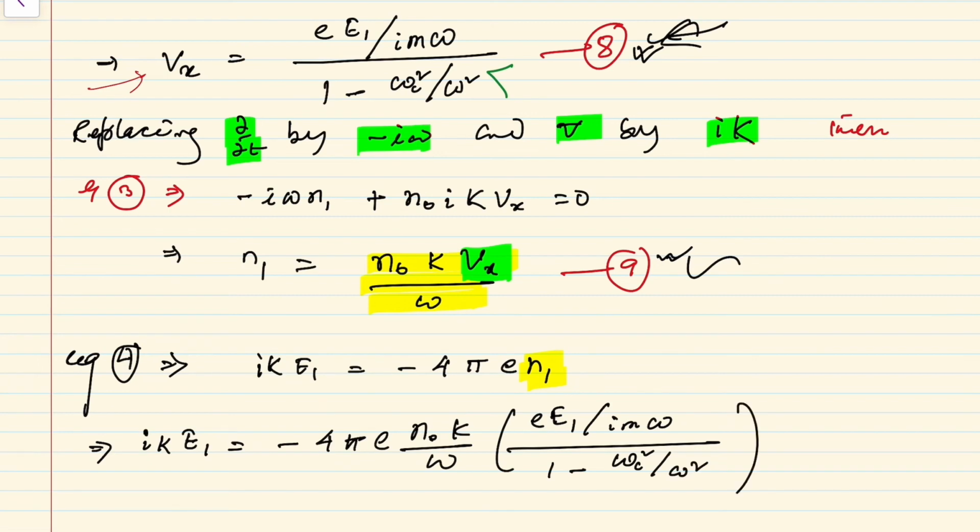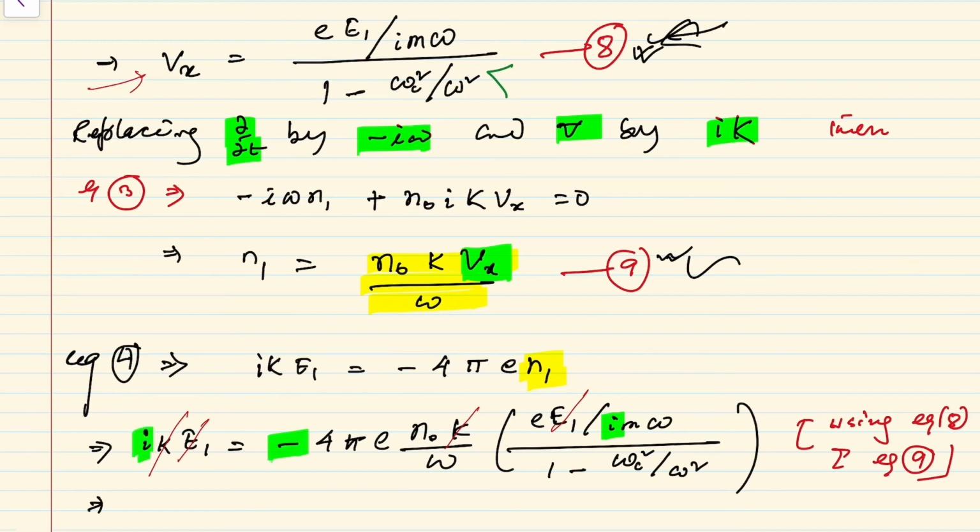So here what we have done is using equation number 8 and equation number 9. Here E1 will be cancelled, and also k will be cancelled by this k. Then when you simplify, this i will multiply by this i, which gives minus 1, so this minus will be positive. That implies 1 minus omega c square by omega square is going to be equal to 4 pi e square n naught by m omega square.